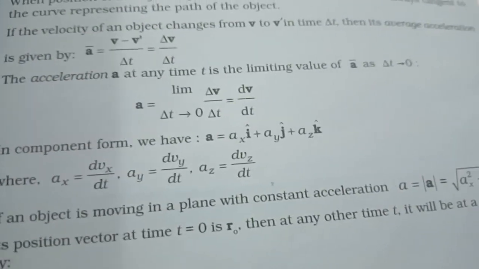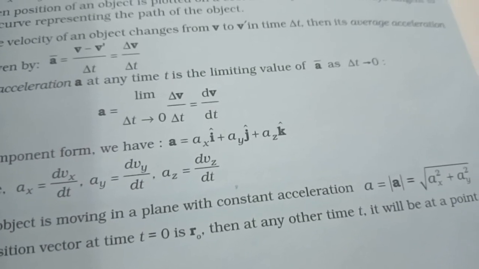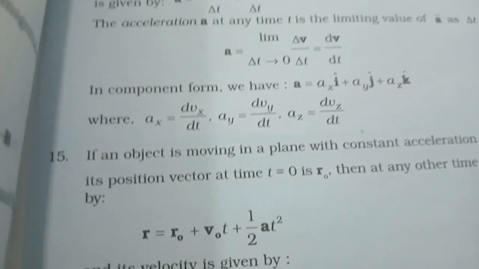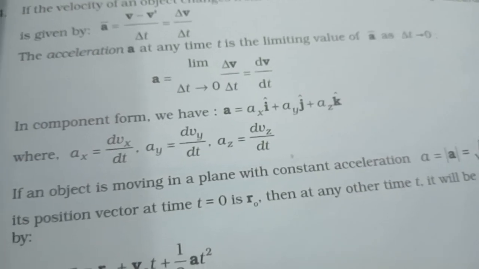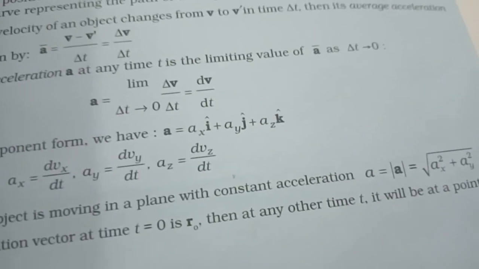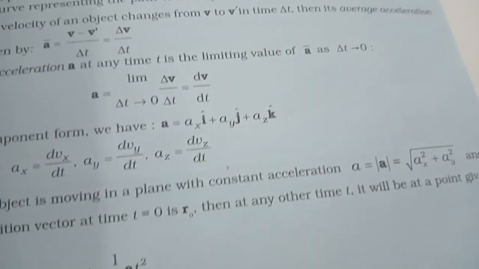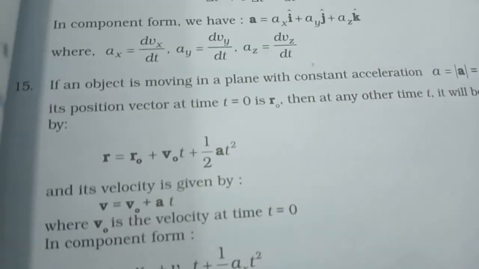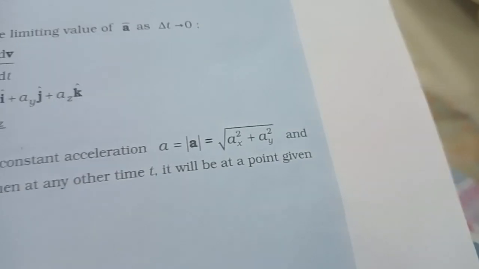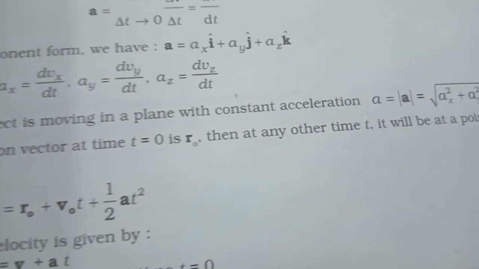In component form, we have a is equal to ax i cap plus ay j cap plus az k cap, where ax is equal to dvx upon dt, ay is equal to dvy upon dt, and az is equal to dvz upon dt. If an object is moving in a plane with constant acceleration, the magnitude of a is equal to under root ax square plus ay square, and its position vector at time t is equal to 0 is r naught.